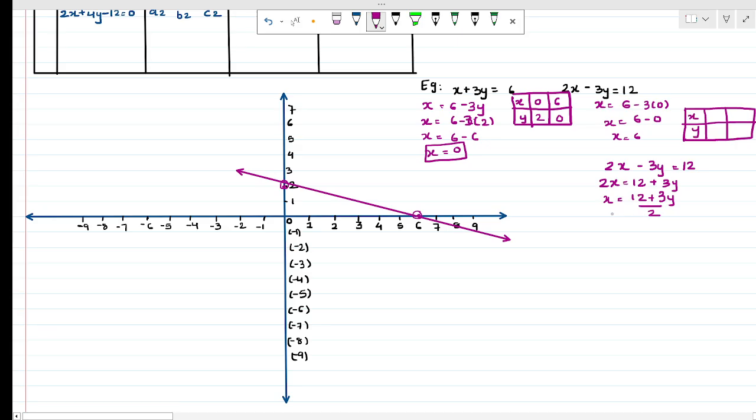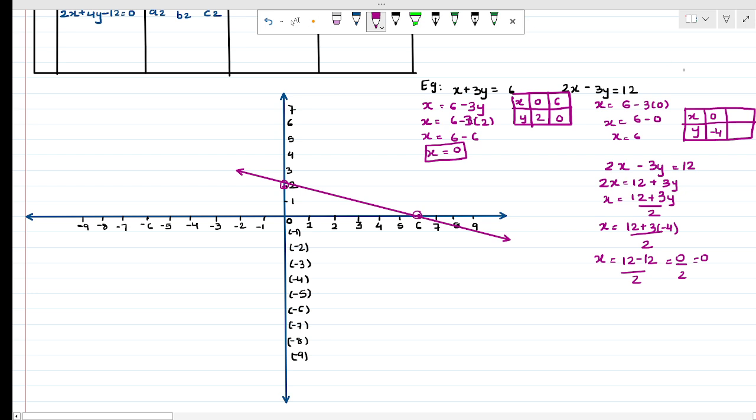For finding x we need to take some value of y. I am taking y as minus 4. Substitute this: x is equal to 12 plus 3 times minus 4, upon 2. Wherever I see y, I substitute minus 4. So x becomes 12 plus minus 4 threes are 12, upon 2. 12 minus 12 becomes 0 upon 2, so my answer for x is 0.